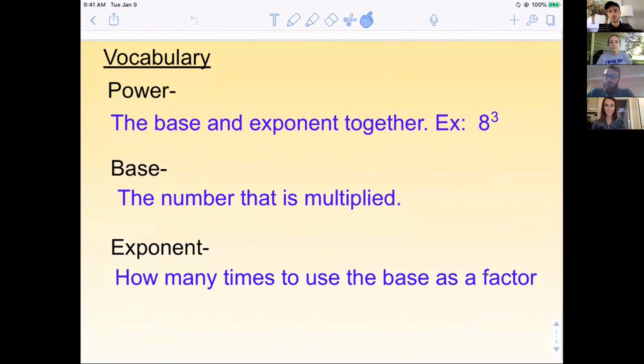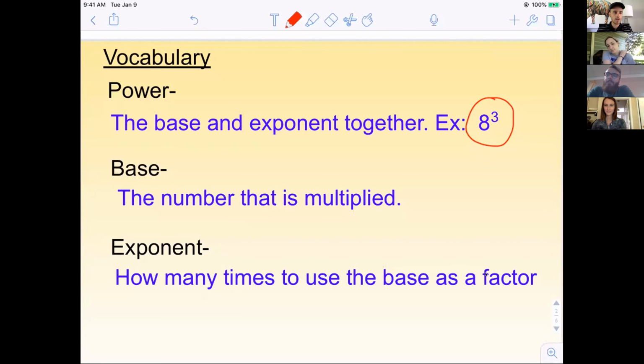So if you look at the vocabulary here, the first word is a power. The power is composed of the base and the exponent. So could I have a volunteer to please read what I just circled there out loud? Go ahead, Michael. That's 8 to the third power. 8 to the third power.